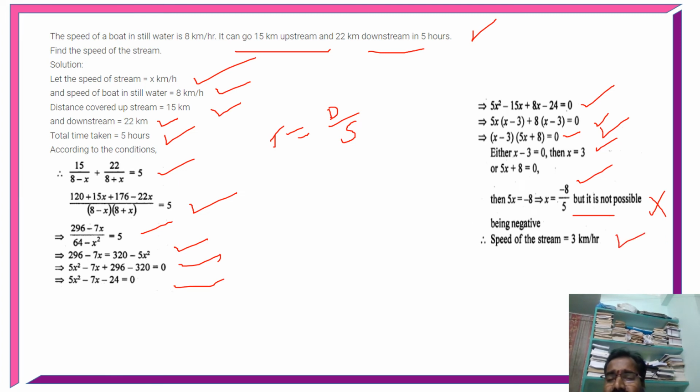So the speed of the stream is 3 km per hour. You observe, students, the speed of the boat is 8 km per hour and the speed of the stream is 3 km per hour. It should always be less. Let us go with the next slide, students.